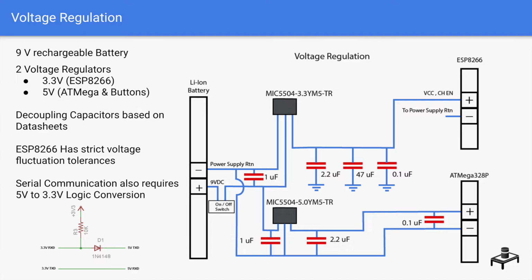Decoupling capacitors were also included to stabilize the supply voltage leaving the regulators and to reduce noise coming in from unused pins. We also performed logic conversion due to the voltage requirement of the ESP8266 for serial communication. Instead of using a voltage regulator, we used a diode resistor configuration shown on the screen that allows the logic level of the Arduino to safely communicate with the ESP module.